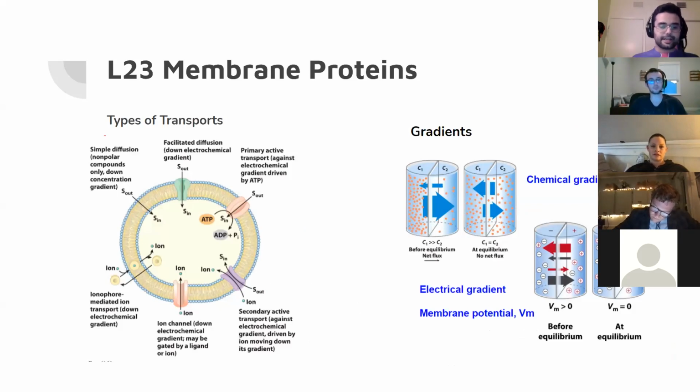And then our secondary is actually using the movement of one ion to fuel the movement of another one against its concentration gradient. We have our ion channel, which is just moving ions down its concentration gradient. And then we have our ionophore, which is just a mediated ion transport down its electrochemical gradient. If I remember, our ionophore is the one that we don't talk as much about because it rarely comes up. But the other 5 are really, really important to know the differences between.